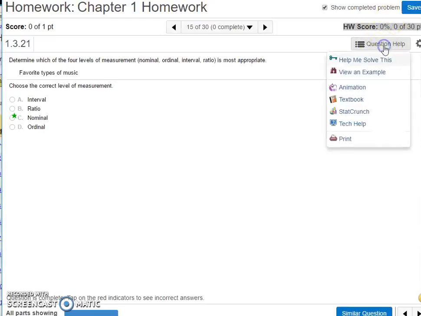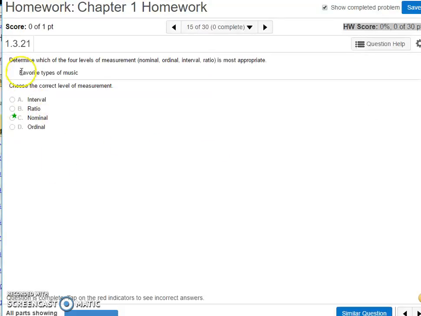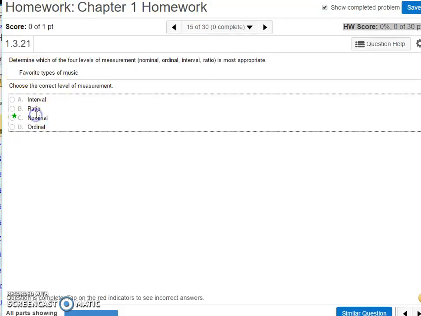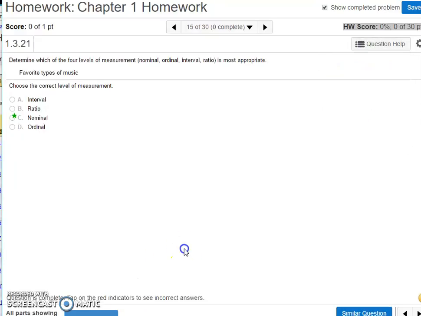So by going to my question help and textbook, it gives me a lot of information. So favorite types of music, nominal, that's name only. I hope that this helps a little bit. There's a ton of questions in here. If you have any other questions, definitely question help can get you a lot of information. Please also feel free to reach out to me and I can help you as well. Good luck with chapter 1 homework.